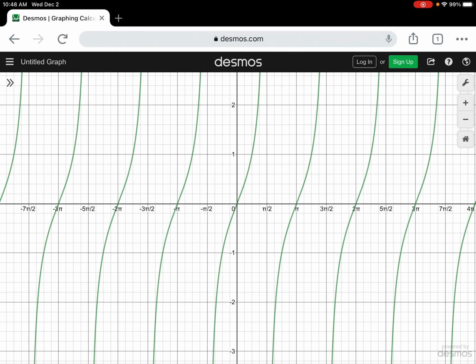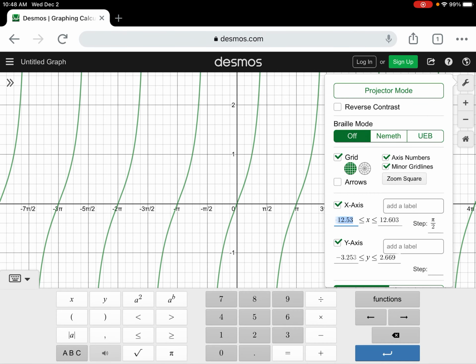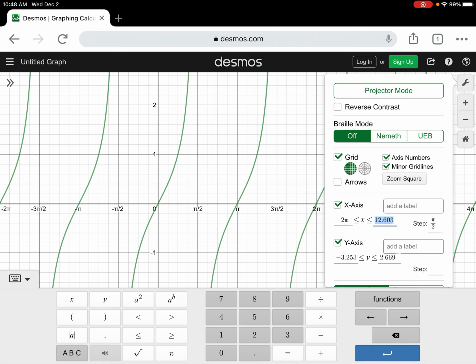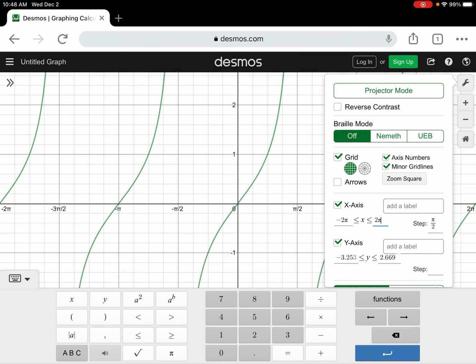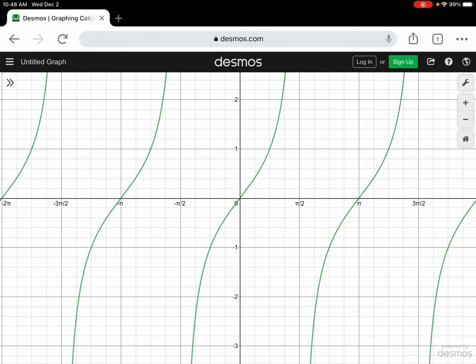So, maybe for this one we only want to go from -2 pi to 2 pi. That's what I've asked you to do. And now it's a little bit easier to see what one cycle looks like. Now, do you see that this repeats every pi? It starts going up at 0 and it starts going up at pi. So this one has a different period than sine and cosine.